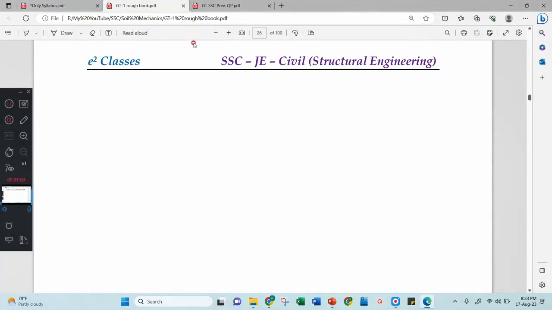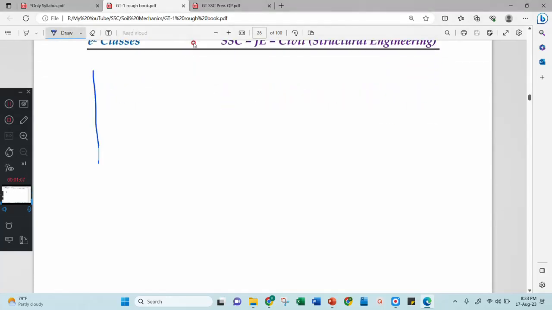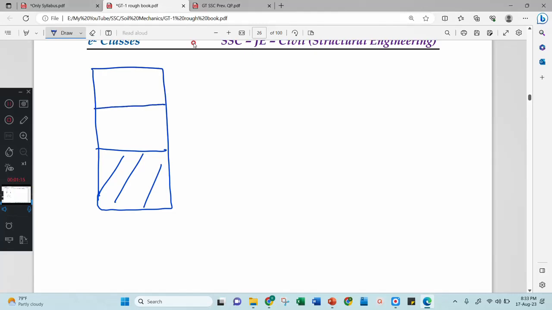Now we'll understand what is consolidation. In the first class we have already explained the three-phase system. What is the three-phase system? It will have solids, water and air. Let us consider this is the volume of air, volume of water, and volume of solids. Before understanding consolidation theory, we have to understand what exactly the compressibility of the soil is.